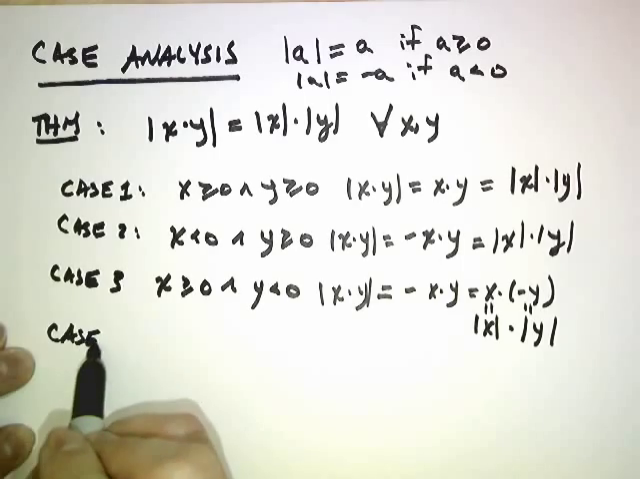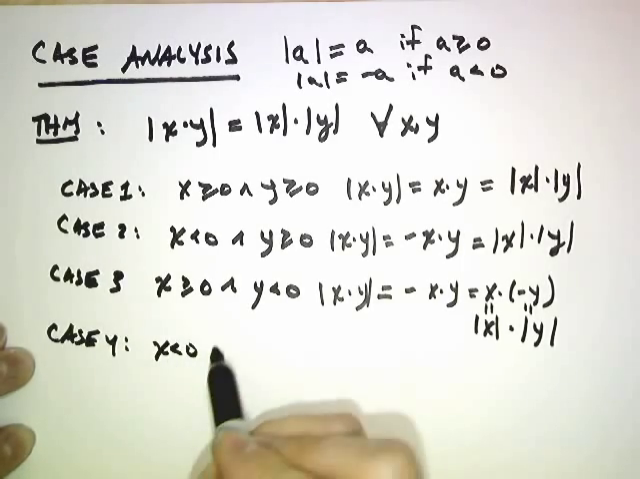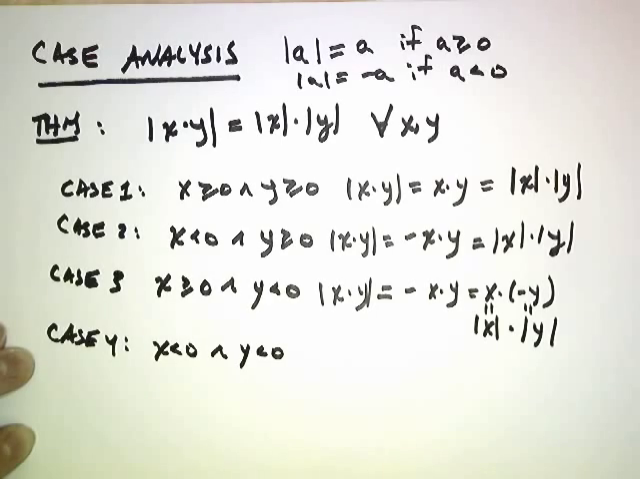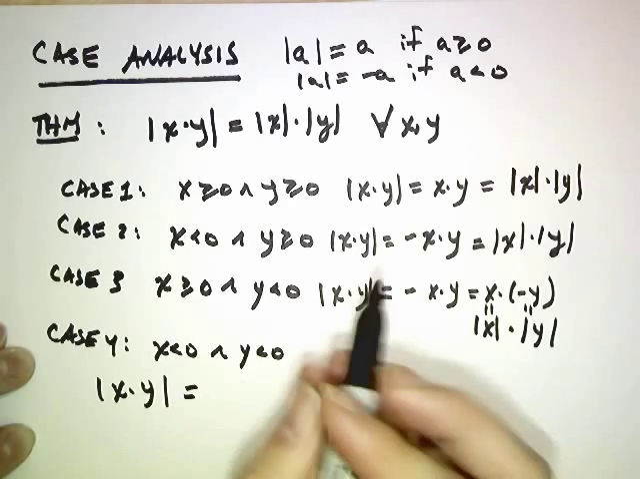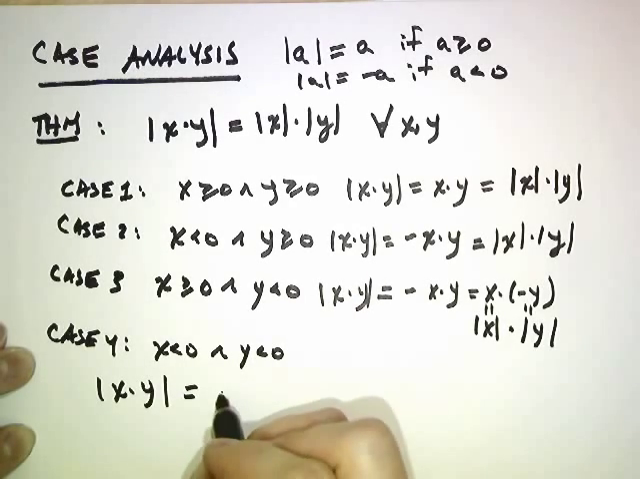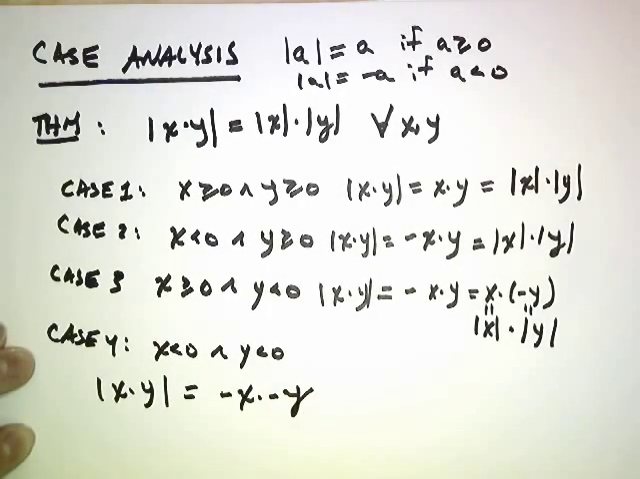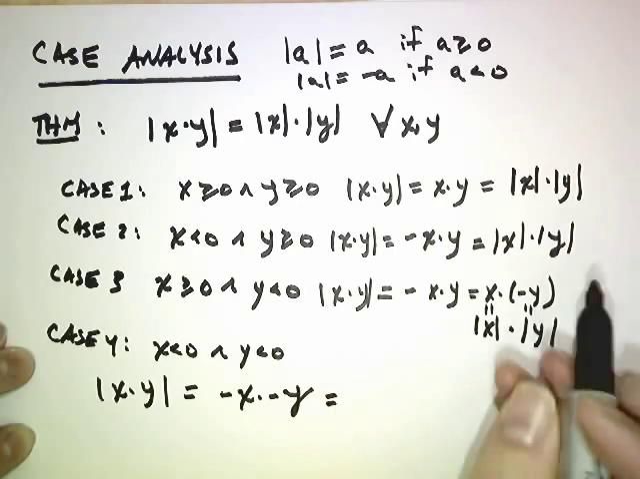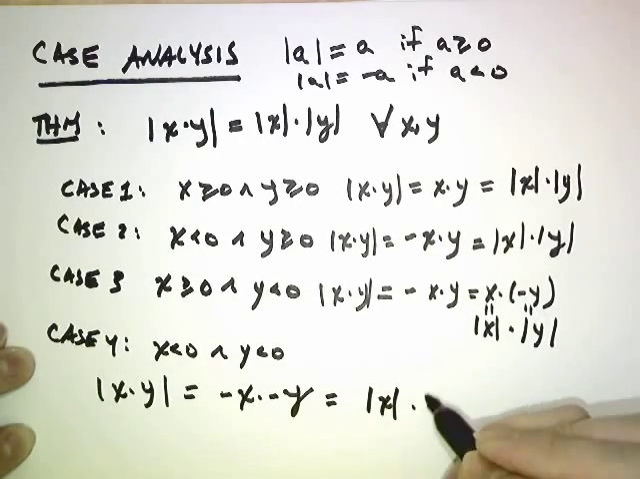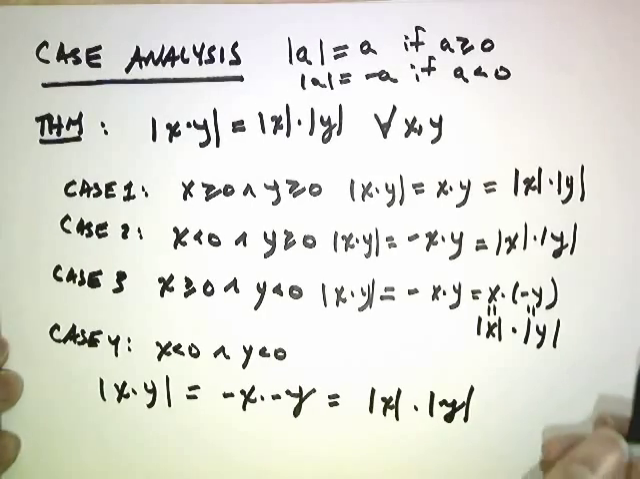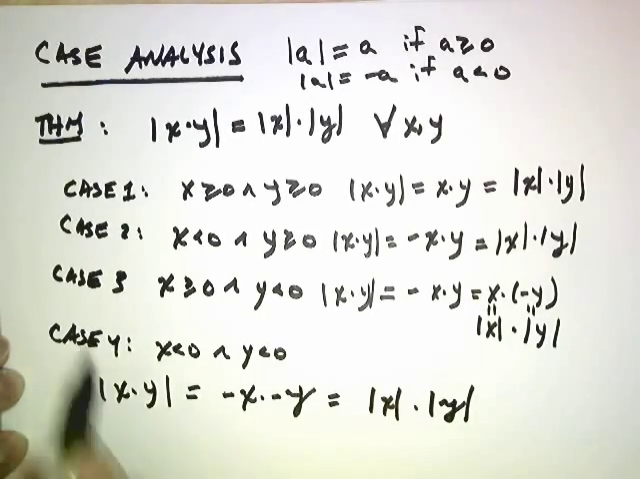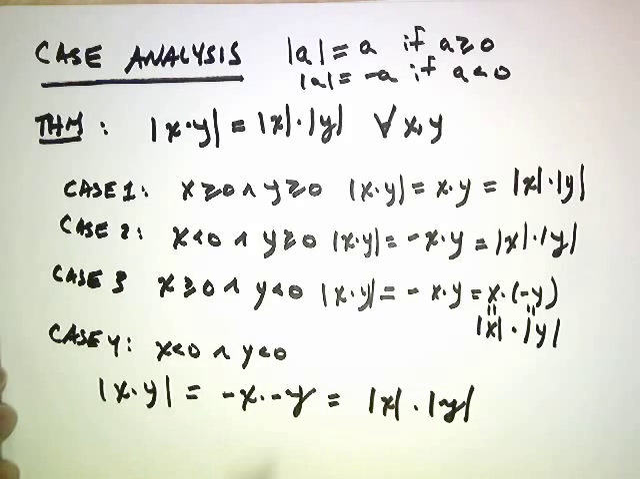And finally, case 4, x is less than 0 and y is less than 0. In this case, the absolute value of x times y is going to be minus x times minus y. And this is equal to, again, the absolute value of x times the absolute value of y. So in all 4 cases, we were able to prove the theorem, and each case was relatively simple.